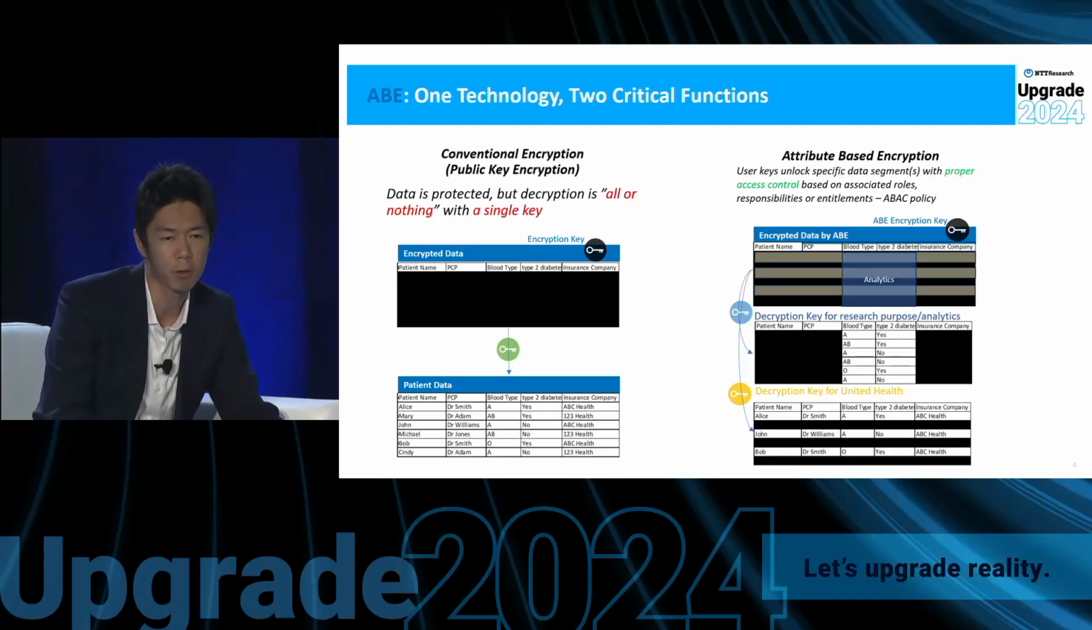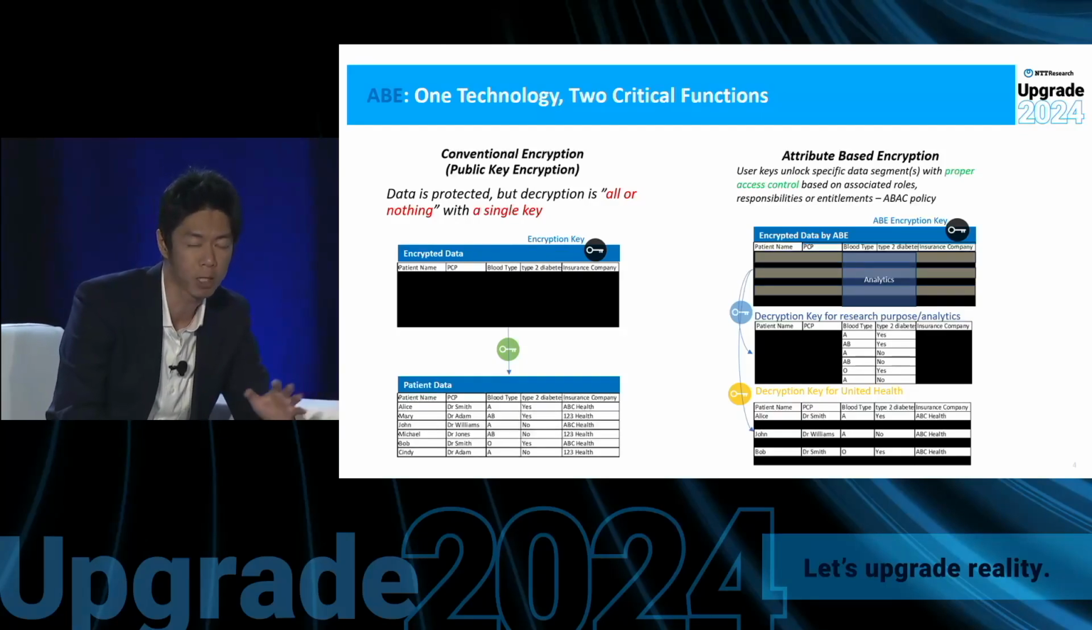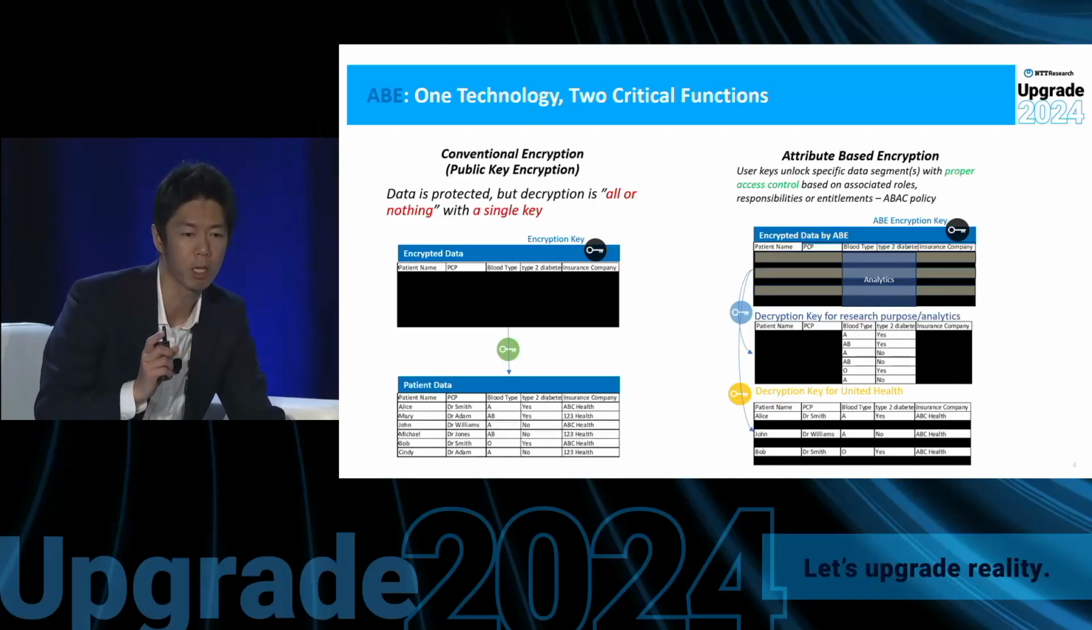On the other hand, if you are using ABE, we can generate multiple decryption keys for multiple users and also with different policies. So we can still encrypt the data with one single key, and we can implement access policies or attributes to a portion of the data.